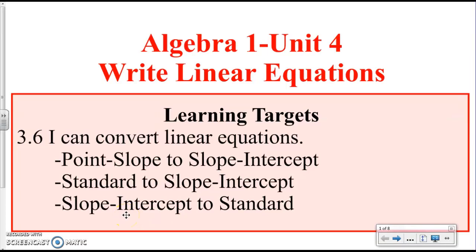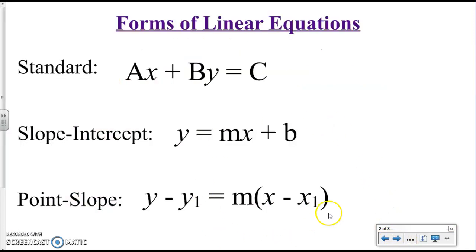Today we're going to take some of the equations that we've been working with and talk about how to convert from one form to the other. We've already done a little bit of this, and that's the first one, point slope to slope intercept form. But we're also going to add in standard form there, and changing back and forth between slope intercept and standard form. So here are our three forms.